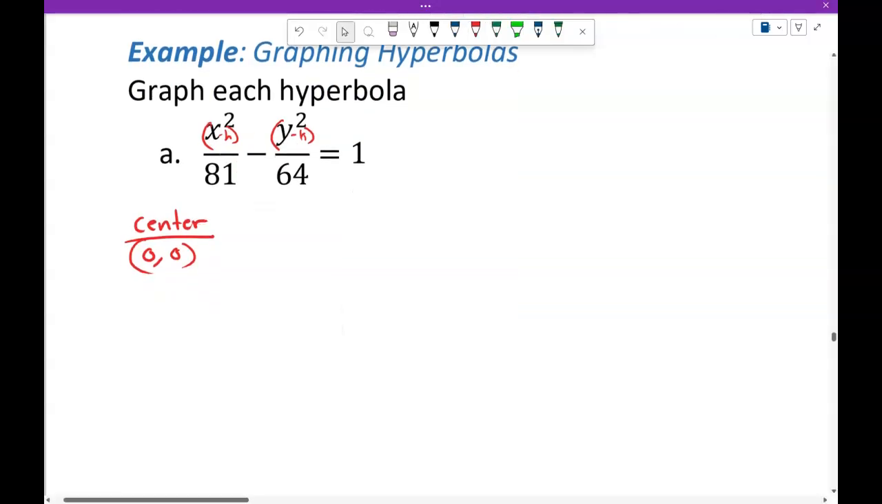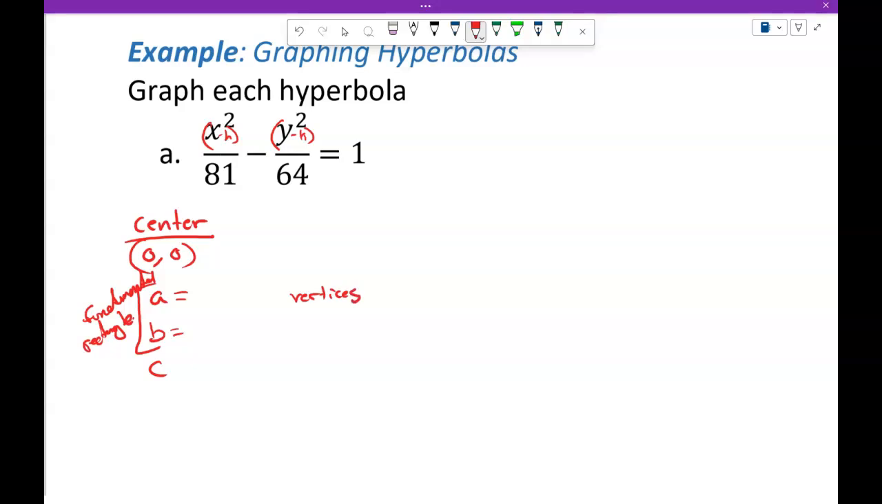And then, in order to graph, we're going to need the values of a, b, and let's also just find c so we can get a perspective for what that focus is going to do. So a and b are used to build the fundamental rectangle that we use for our asymptotes. A also gives us our vertices. The first value is always a squared, and the second one is b squared. So a is 9 and b is 8.